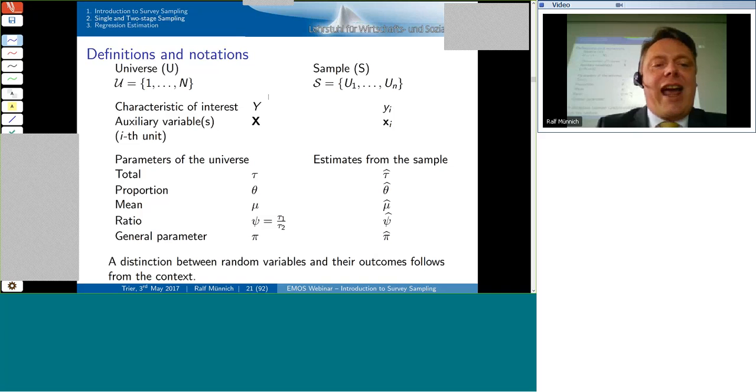What we are interested in, as I said earlier, is estimating totals, proportions, or means. Many of my examples are means to make it slightly easier, and we use Greek letters: tau for total, eta for proportion, mu for mean, or ratios here, and the estimates use a hat, just to make the distinction.